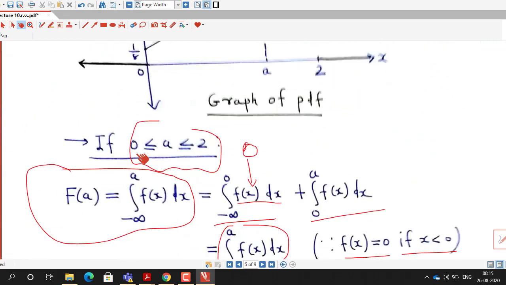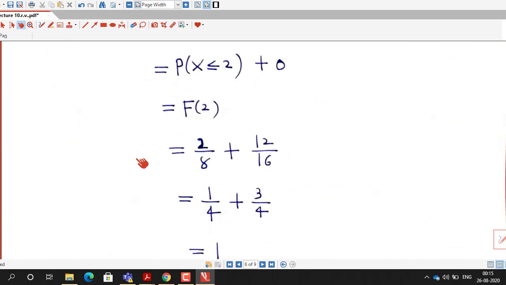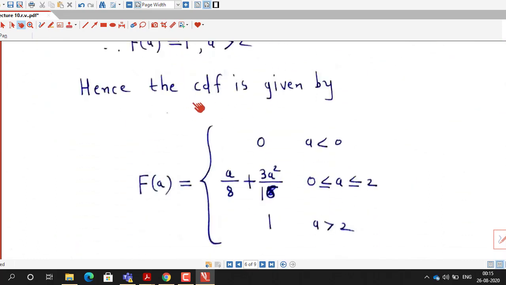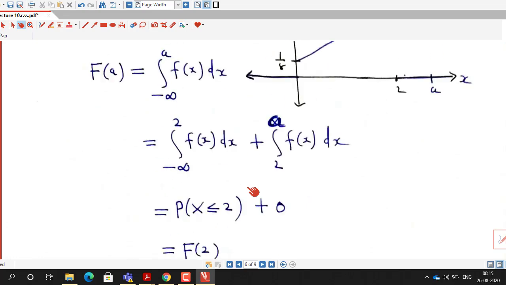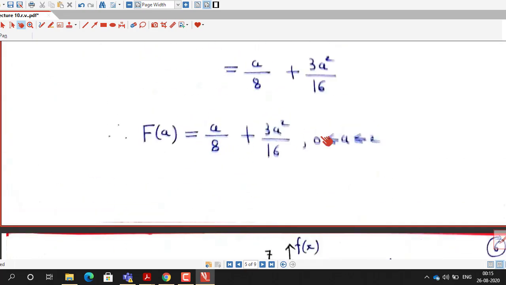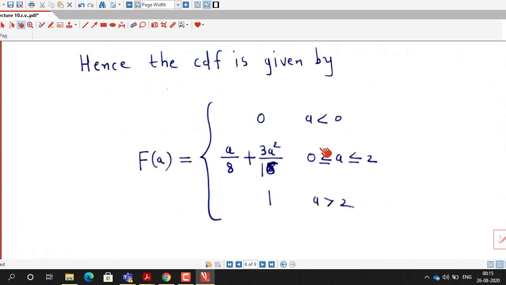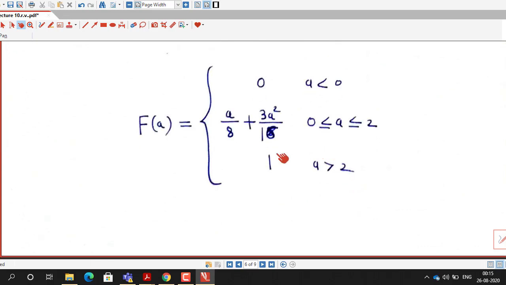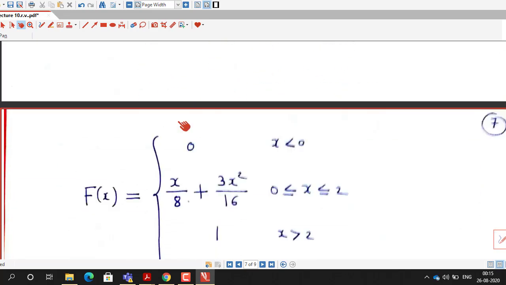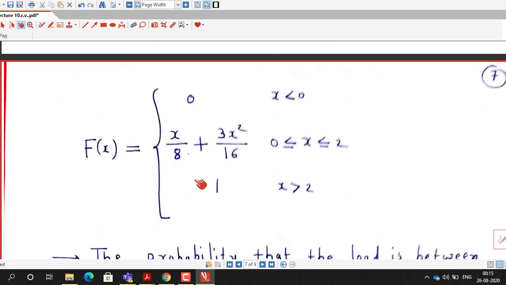So if we combine all these cases, we obtain the formula for the CDF. The cumulative distribution function is given by 0 if a is negative, a by 8 plus 3a square by 16 if a lies between 0 and 2, and 1 if a is greater than 2. Here a is a dummy variable, we can replace small a by small x also, to write F of x in terms of x. So this is the cumulative distribution function of the given random variable.